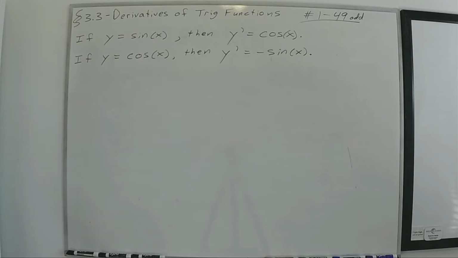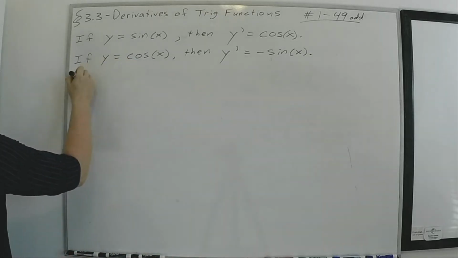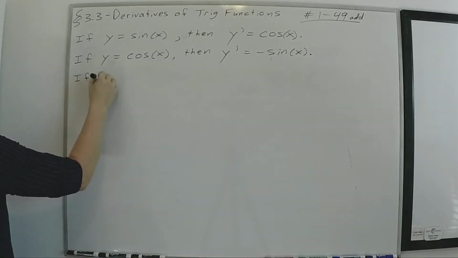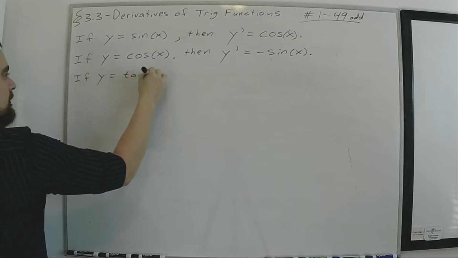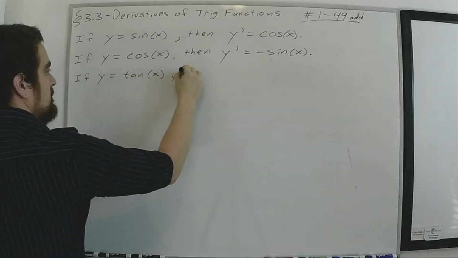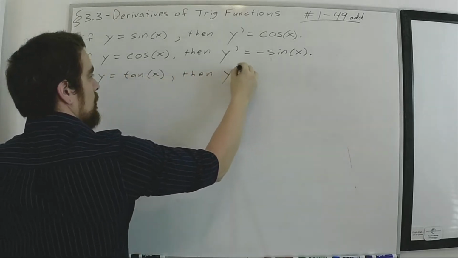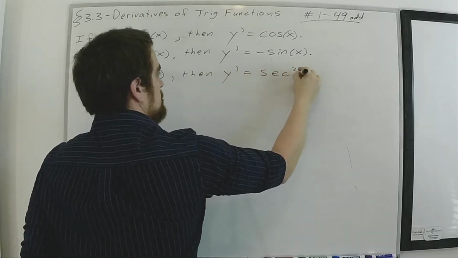And then if we look at the ratio of sine of x over cosine of x, we build the tangent function. So if our function y is equal to tangent of x, then y prime is equal to secant squared of x.